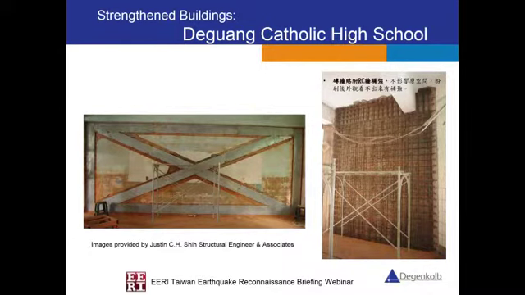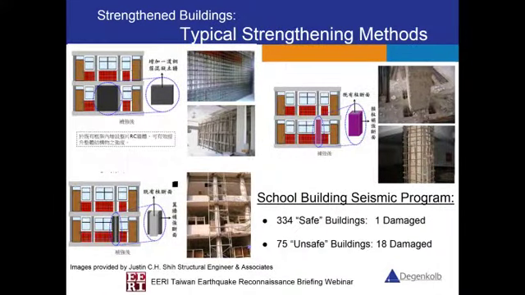They also have other retrofit schemes as shown here, either enlarging the sections or adding wing walls. As I mentioned before, in Taiwan they have a school building seismic program, and more than 400 school buildings were evaluated before the earthquake. This program was mainly triggered by the Chi-Chi earthquake in 1999. After this earthquake, only one building was damaged out of the 334 safe buildings they evaluated, which is kind of successful per se. That damaged building is the school building I just mentioned, the Eugene building. But for that building, the evaluation report was right at the margin.